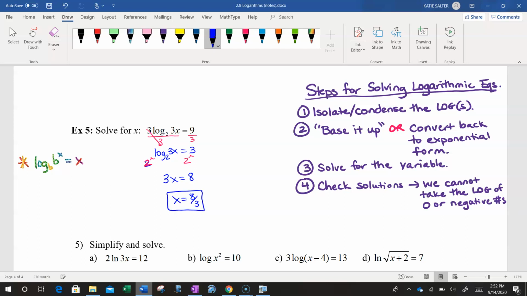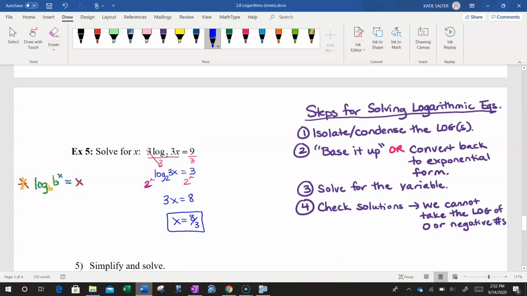Another method that you could use for this particular example is you could have converted back to exponential form, because in this particular example, when you get to log base 2 of 3x equals 3, it only has the log on one side. So I'm going to write that up here. This would be method 2. Still use the same first step. We would divide through by 3, so we get log base 2 of 3x is equal to 3.